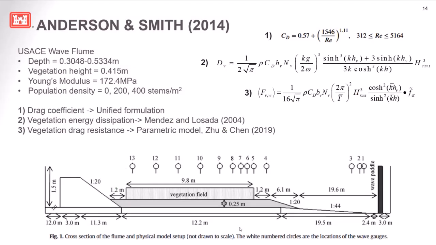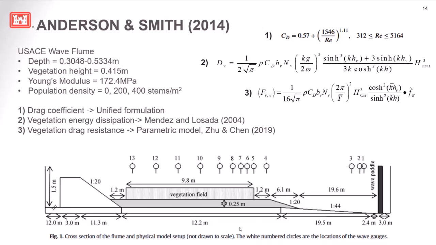The first experiments are from Anderson and Smith in 2014. This was performed in the UC's wave flume, and the setup is shown below. The depth varied from 12 inches to 21 inches. Vegetation height was 41.5 centimeters. Young's modulus of vegetation was given at 172.4 megapascals, and the population density ranged from 0 to 100 and 400 stems per meter squared. The vegetation was physically modeled with a cross-linked polyolefin tubing, and the meadow was 9.8 meters long.